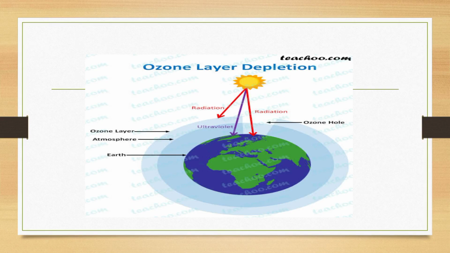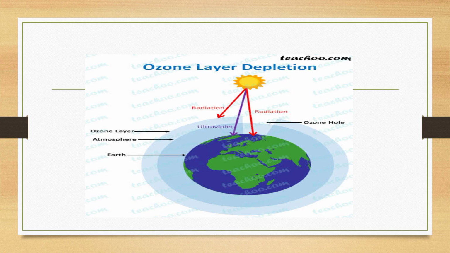Like chlorine gas and bromine gas, these are all released from industries or some other forms of human utilities. When these gases are released, they come in contact with the ozone layer and destroy the ozone molecules. That is why ozone layer depletion takes place. So you can tell what ozone layer depletion is.